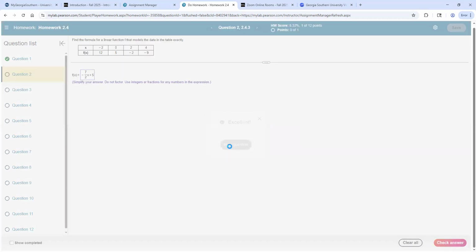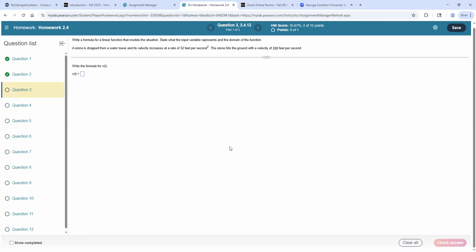All right, so our next question, question 3, we're asked to write a formula for a linear function that models the situation. Again, we have a verbal description. A stone is dropped from a water tower and its velocity increases at a rate of 32 feet per second. The stone hits the ground with a velocity of 288 feet per second. So right there at the starting point, when you're holding that stone, the velocity is 0, right? So when the time is 0, then the velocity is 0. So (0, 0) is the y-intercept. So our function is just going to be the rate or the slope times the independent variable, which in this case is t instead of x.